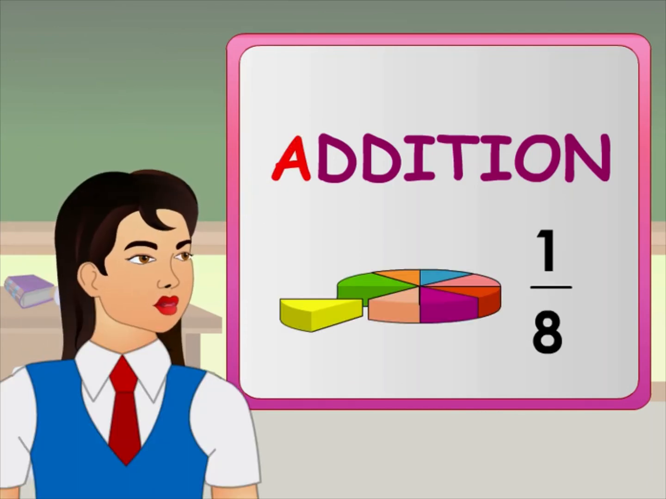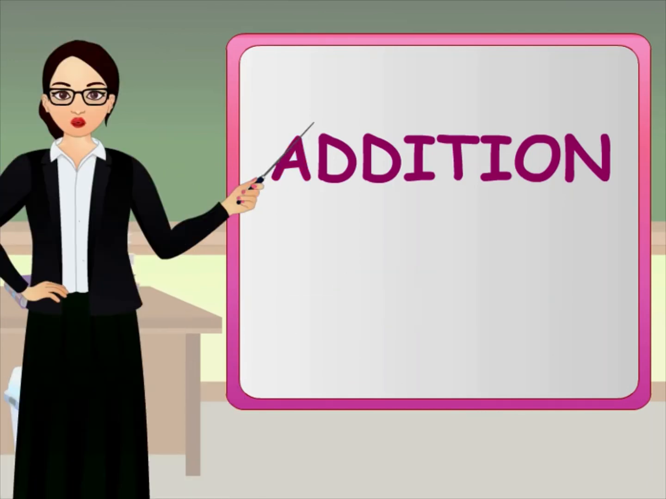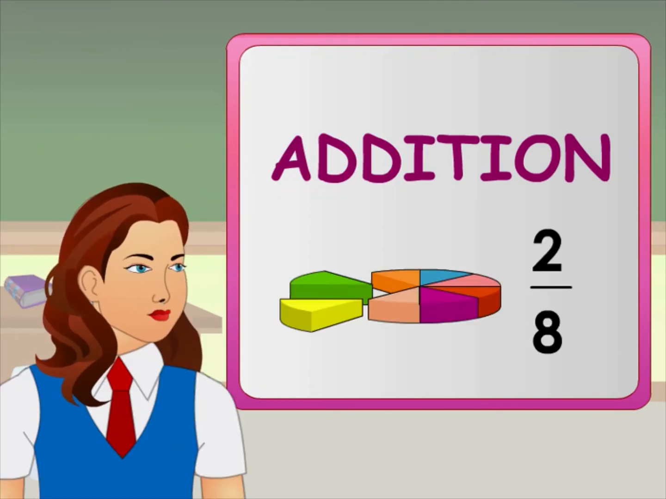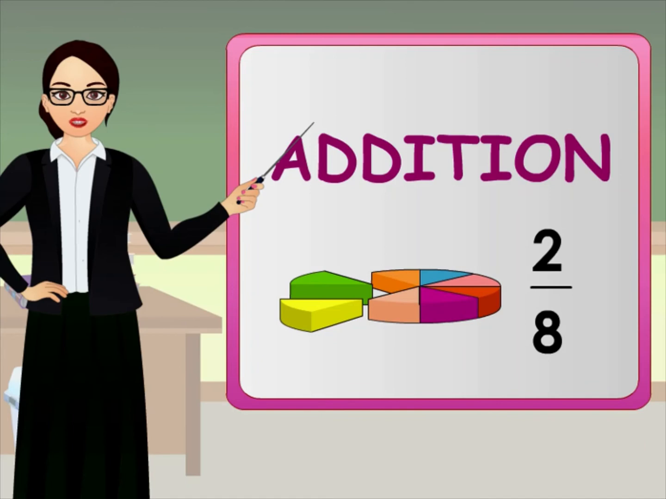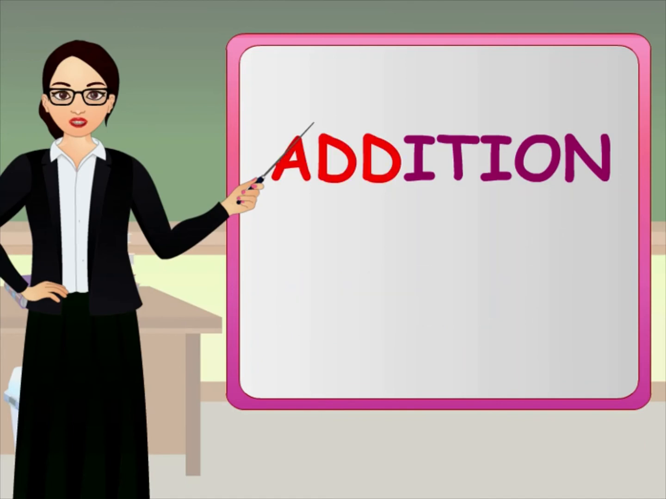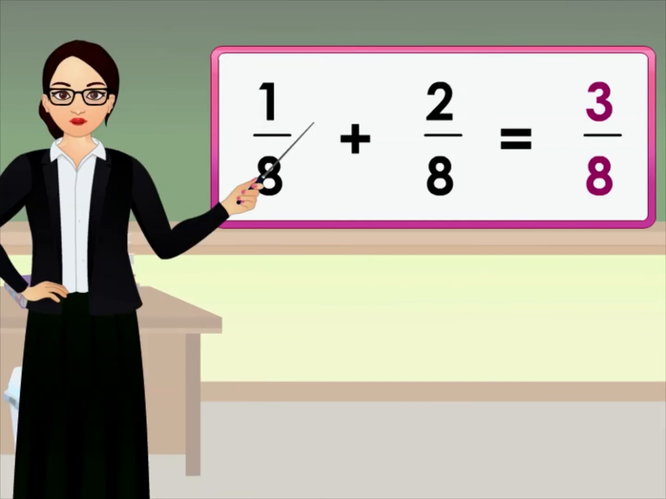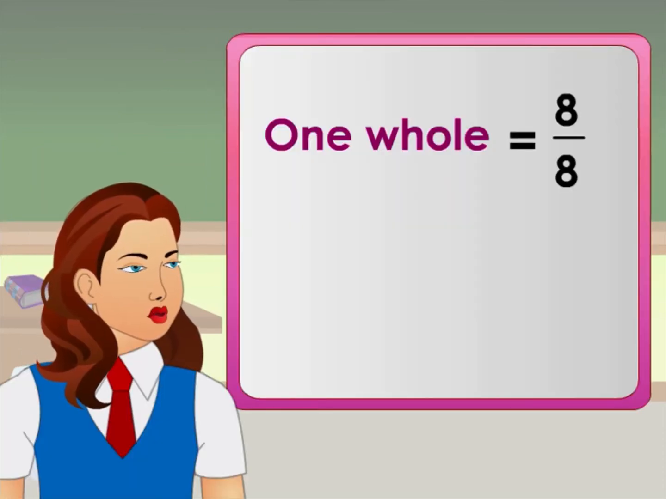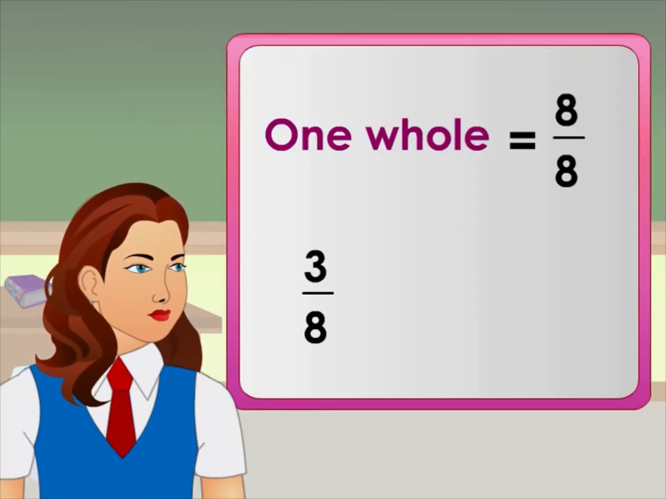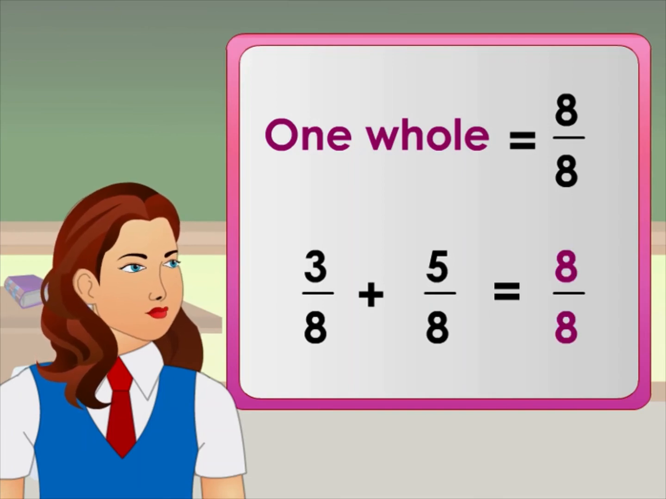It is 1/8. What is the fraction for the letter D? It is 2/8. What is the total fraction for letter A and D? It is 1/8 and 2/8, so the answer is 3/8. Good. Now check your answer. 1 whole is 8/8, so 3/8 plus 5/8 is 8/8.